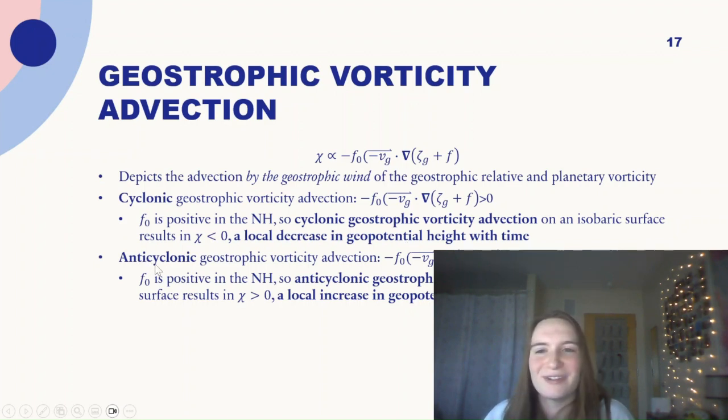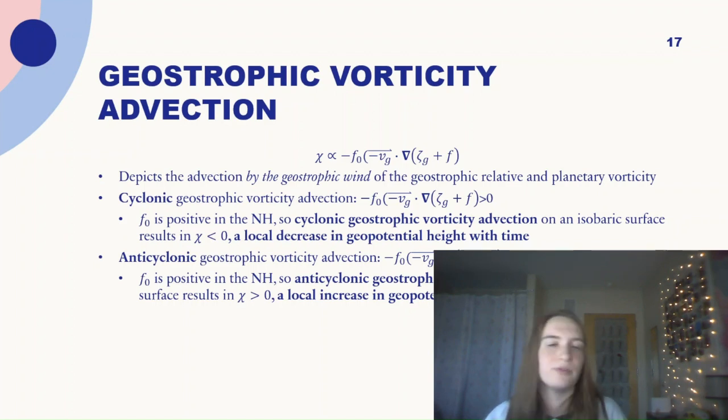Anticyclonic geostrophic vorticity advection, again, ignore the part outside of the parentheses. We're only looking at the part inside the parentheses. That's negative, less than 0. But again, f naught is positive, and we have this negative, so we have a negative times a negative. That's positive, so chi's positive. So anticyclonic geostrophic vorticity advection on an isobaric surface results in chi greater than 0. That's a local increase in geopotential height with time.